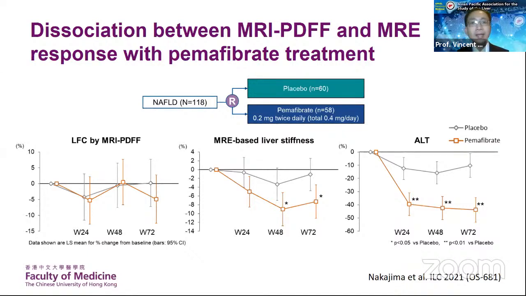It turns out that the MRI PDFF response may not work well even for some metabolic drugs. At the virtual EASL meeting in June this year, Japanese investigators led by Professor Nakajima showed that the new PPAR alpha agonist, pemafibrate, reduced liver stiffness and ALT, but not MRI PDFF.